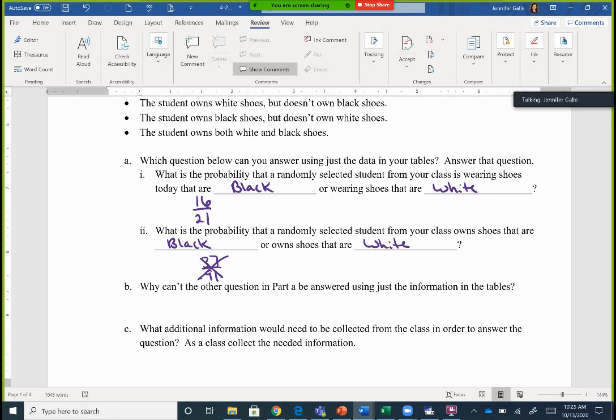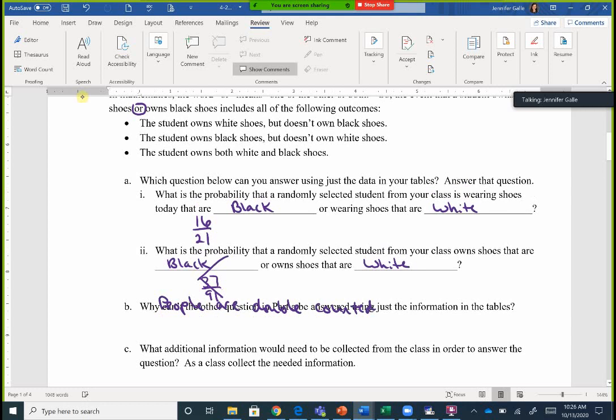So why can't the other question be answered? Well, right now, I like the response. People are double counted, or triple or quadruple, whatever you want to put. People are counted multiple times. Our total right now is sitting at 91, but there's only 21 people in our class. So what information do we need? How do we get rid of those people that are double counted, once for black and once for white? What do we need to know?